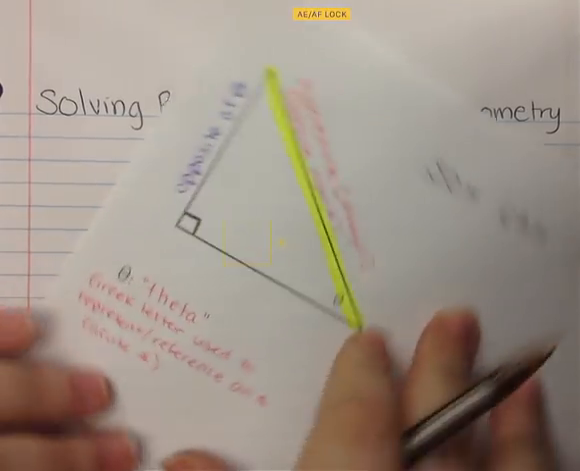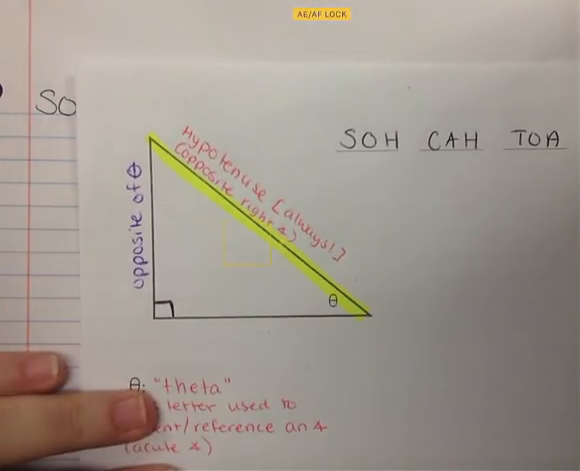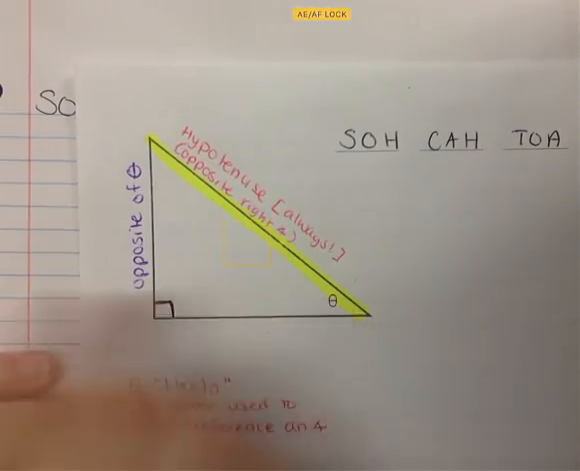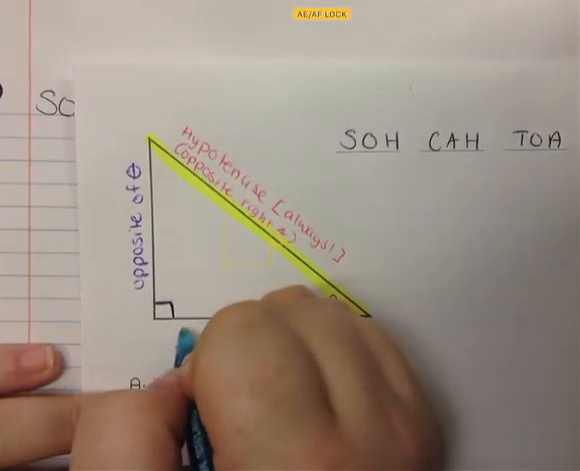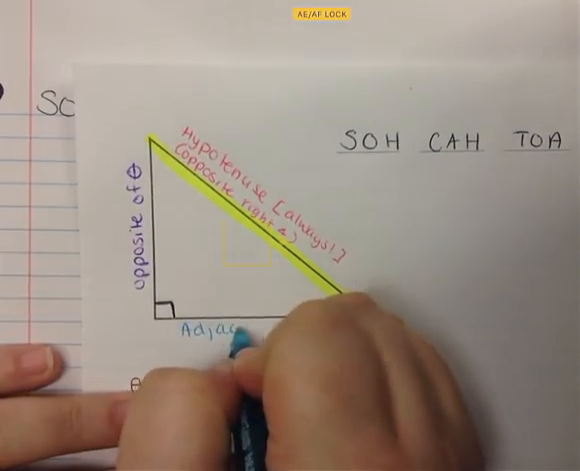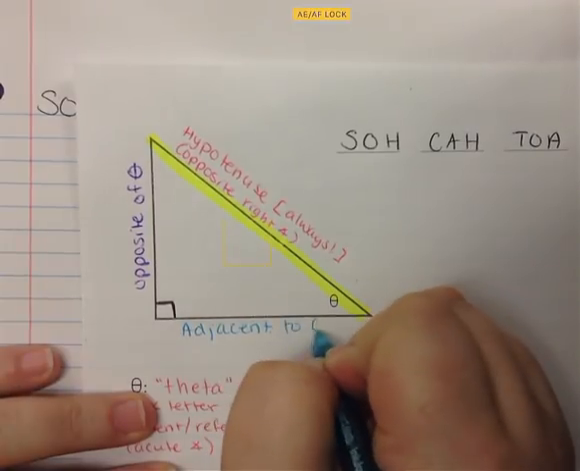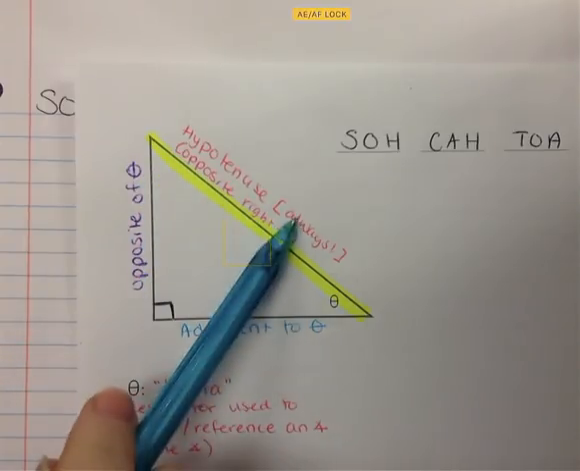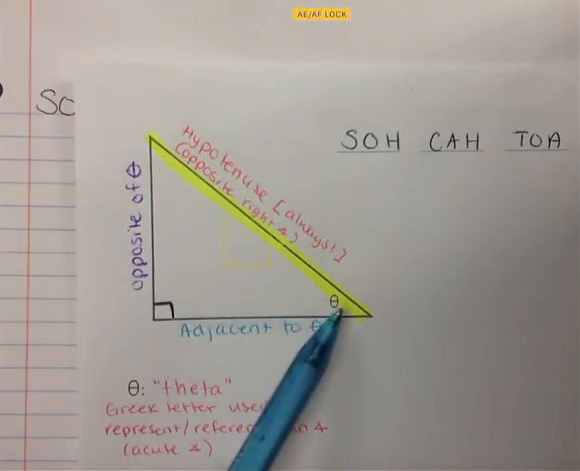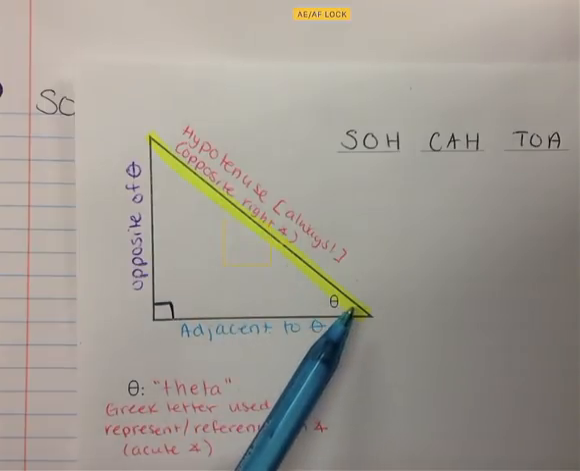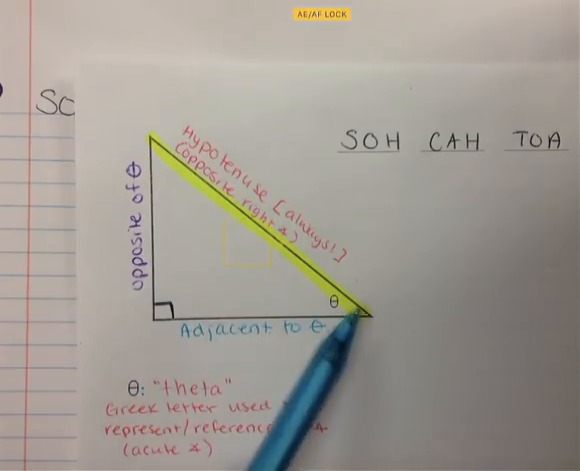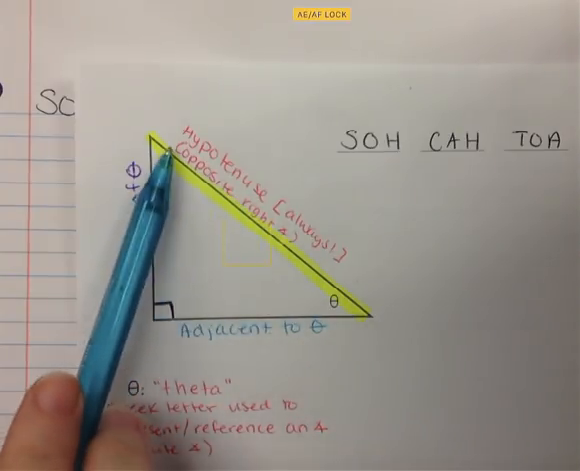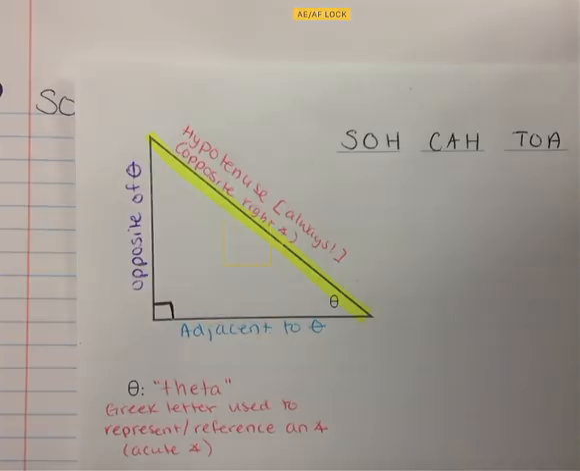Where's your theta located? Then we also have this side right here. This side is right next to theta. This is called your adjacent to theta, because it's directly attached to it. Again, the hypotenuse is always called your hypotenuse, so that's one of the reasons why we highlight that in yellow. You can never call this the adjacent to theta, ever. It is always called your hypotenuse.